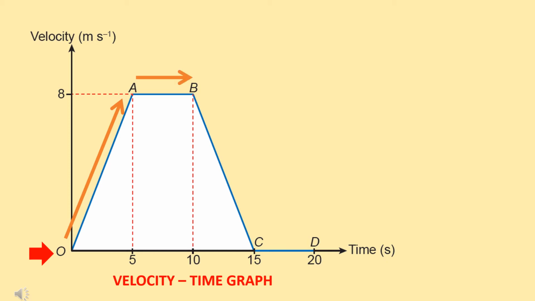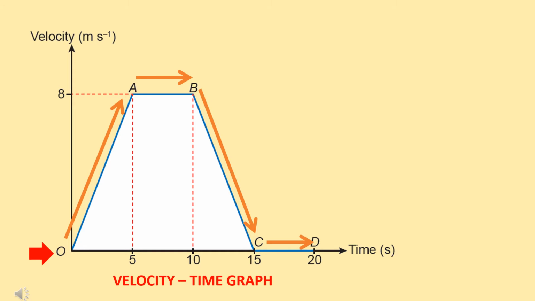At AB, the gradient is 0. Although the motorcycle is still moving, the velocity is constant. It has 0 acceleration. At line BC, the gradient is negative and uniform. The motorcycle is moving with negative acceleration. It is also called deceleration.